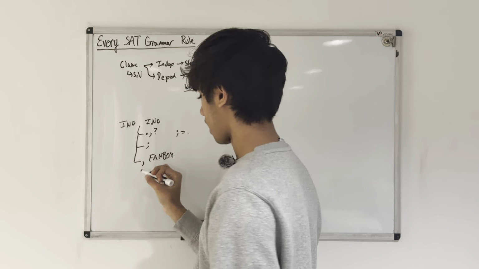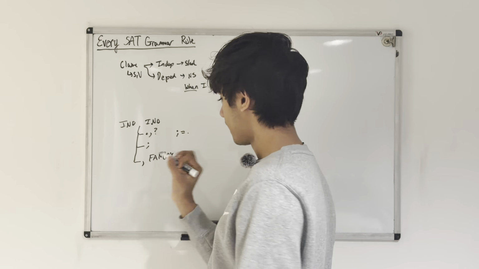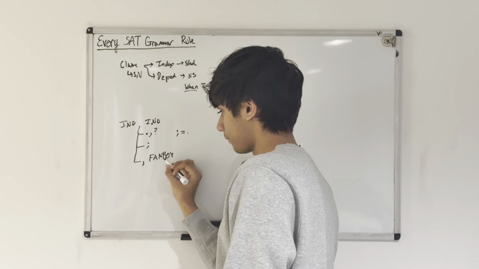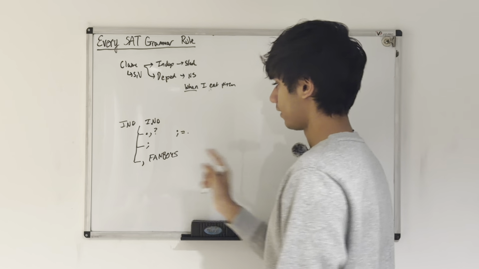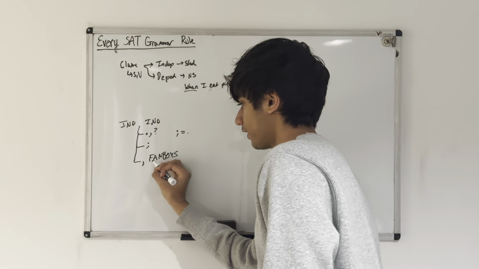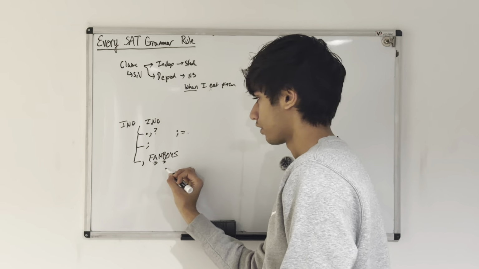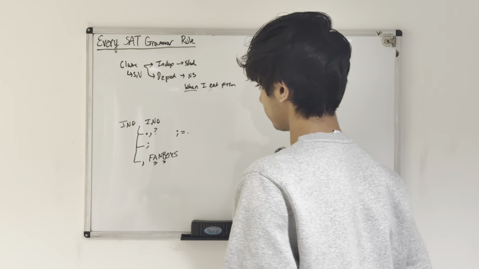So this could be a comma and then a fanboy. A fanboy is basically a conjunction. It stands for for, and, nor, but, or, yet, so. The main ones you'll see are "and" and "but." If you have a comma and then a conjunction, these can also link two independent clauses.